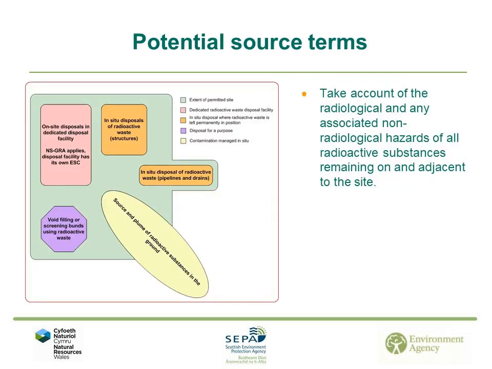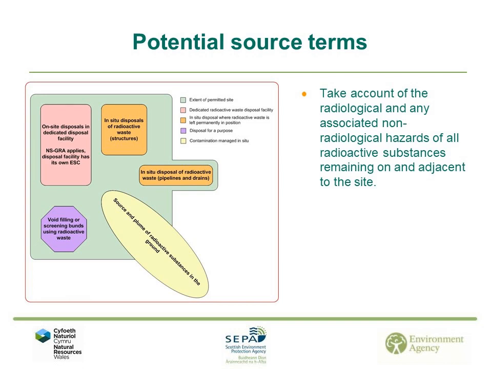Potential source terms. The SWESC should take account of all radioactive substances in scope of the legislation remaining on and adjacent to the site. This figure, taken from the GRR, shows the potential sources. The outer red line represents the geographical extent of the SWESC, whilst the green area represents the permitted site. Note that the geographical extent of the SWESC may be greater than the permitted site because it needs to consider source terms that may have migrated off-site or past disposals outside the currently permitted area, as well as receptors that might be located some distance away.